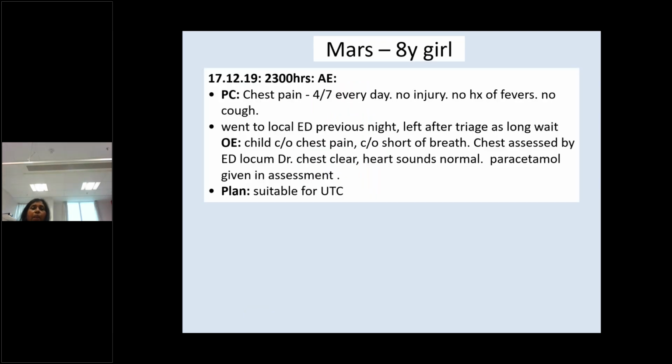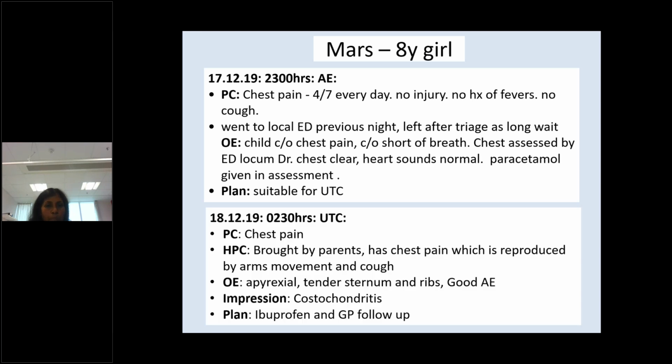So moving on to our third patient, Mars is an 8-year-old girl who presented last year. She presented with chest pain without any injury, and there is no history of any fevers, and no cough. She went to the local ED the previous night, and she was assessed and thought to be having some costochondritis, and she was given some painkillers and sent home.